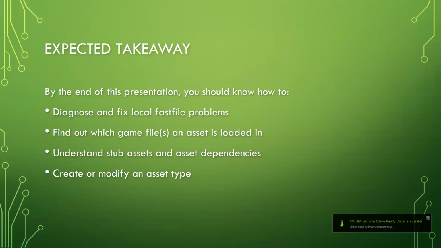So expected takeaway for this presentation. By the end of this presentation, you should know how to diagnose and fix some local fast file problems. You'll see a lot of code broken emails: I built the game and I get this assert, how do I fix it? Find out which game files an asset is loaded in. So if you edited a text file and you don't want to link every fast file in the game, you can find out which one fast file you need to relink. You'll understand a little bit about stub assets and asset dependencies, which I'll get into later, and you'll learn how to create or modify an asset type, which I'll also define later.